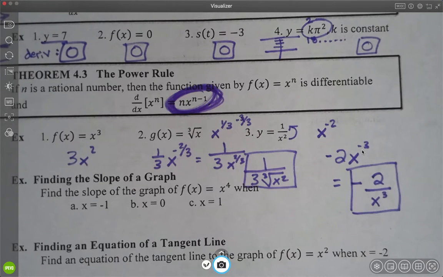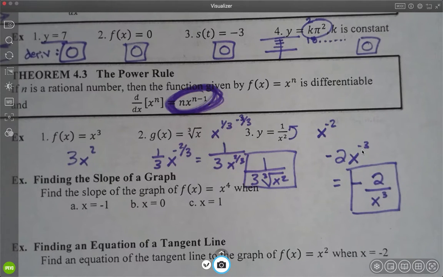So, if it's not in a good format to take the derivative of, switch it. Any radicals, turn them into exponents. If it's in the bottom, move them to the top. Okay? Good? All right, so I did this example on the board here.